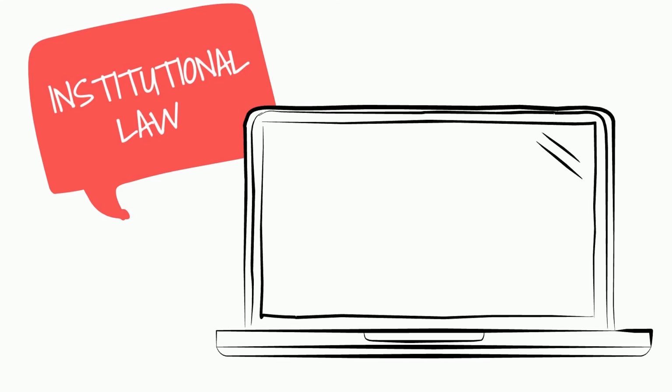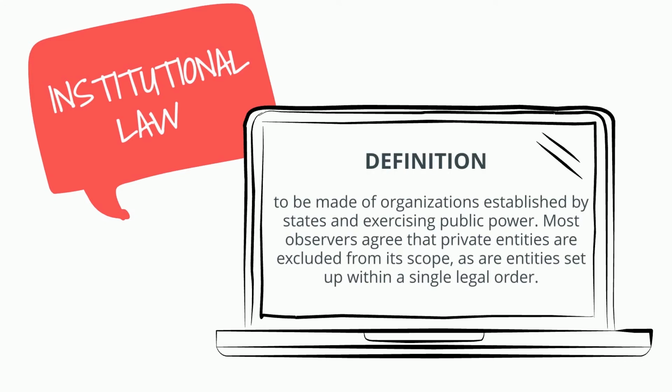Institutional law definition: it is made of organizations established by states and exercising public power. Most observers agree that private entities are excluded from its scope, as are entities set up within a single legal order.